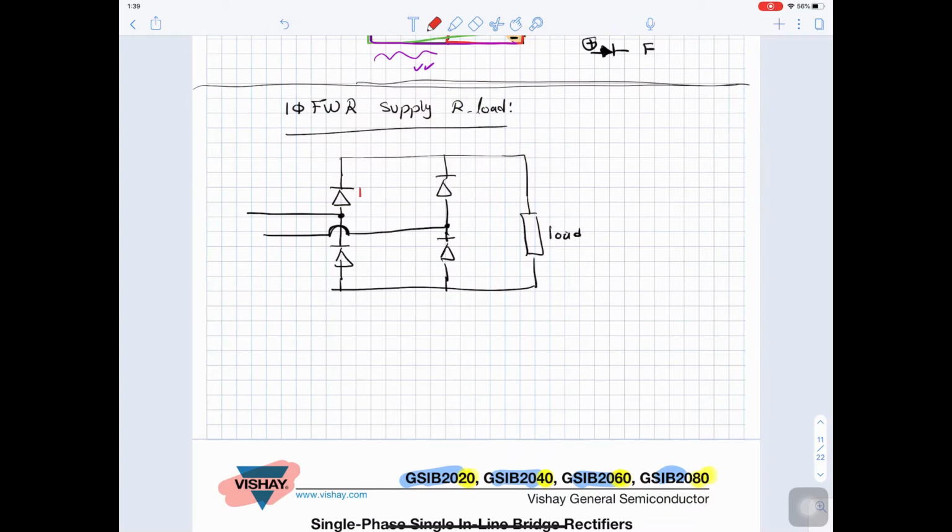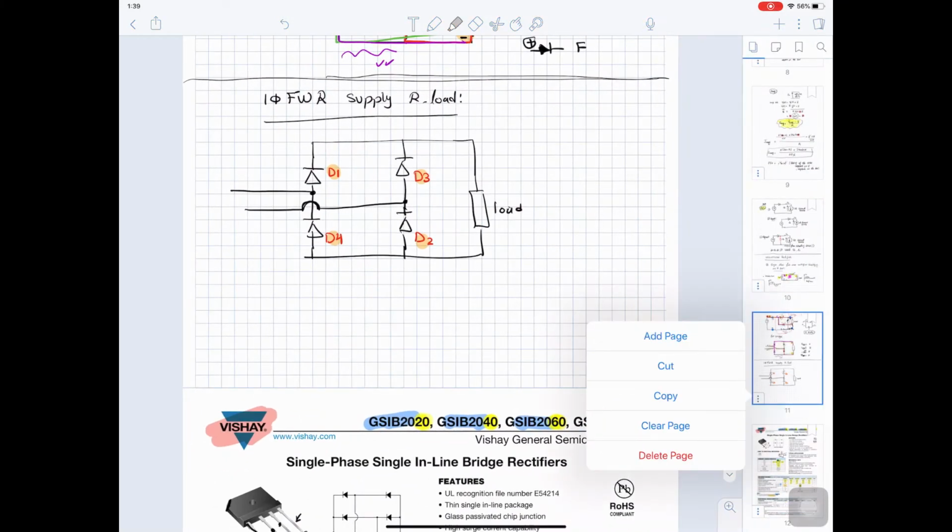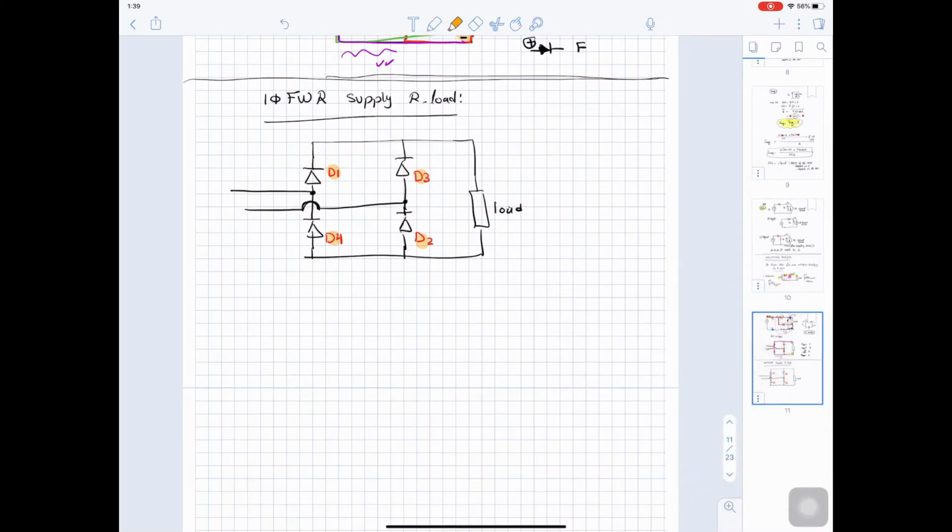So we name the diodes diode 1, then here we have diode 2, then here we have diode 3, and here we have diode 4. So this is the naming 1, 4, 3, and 2. So you have to write the naming like this because this is the sequence of conduction between them. And this is the AC source.